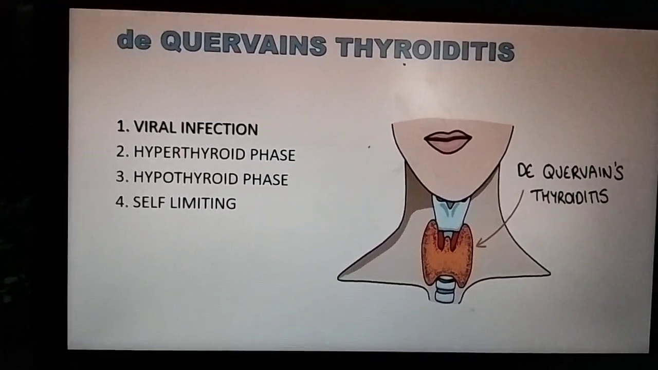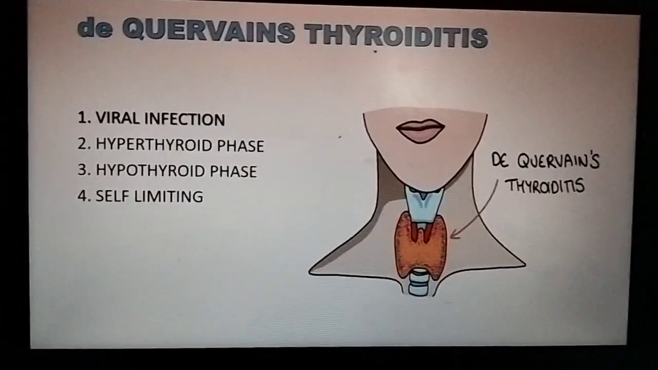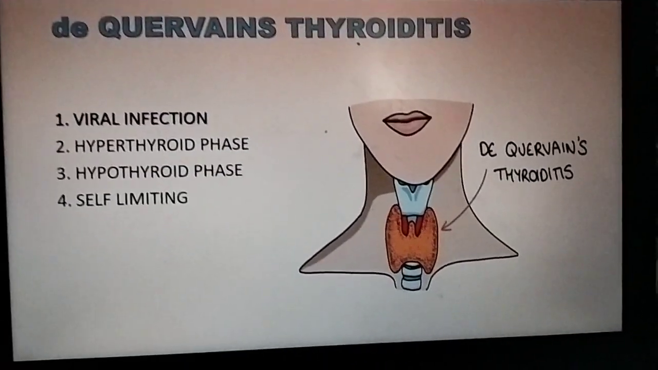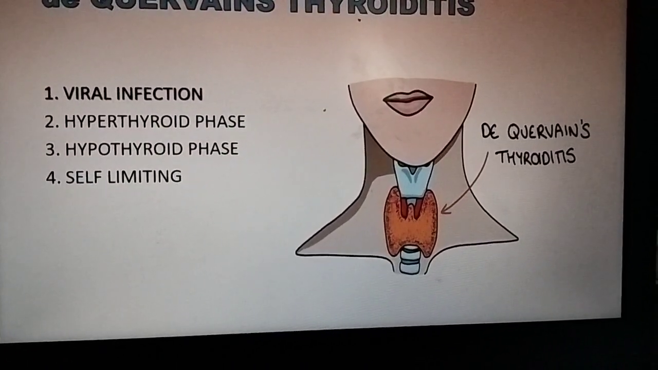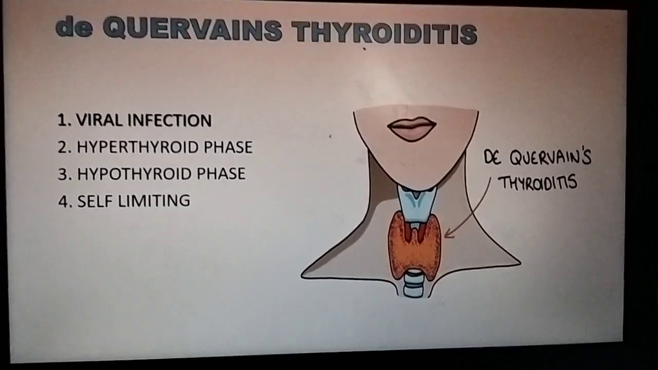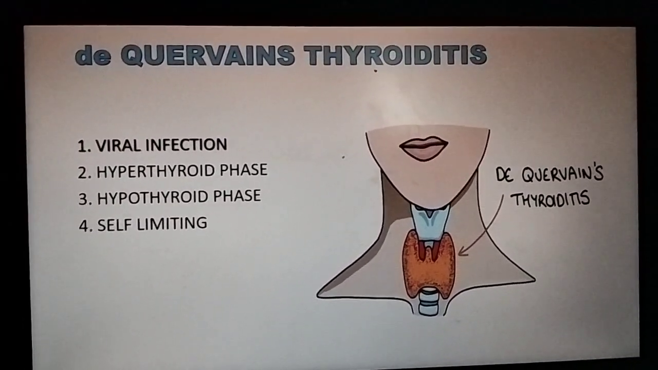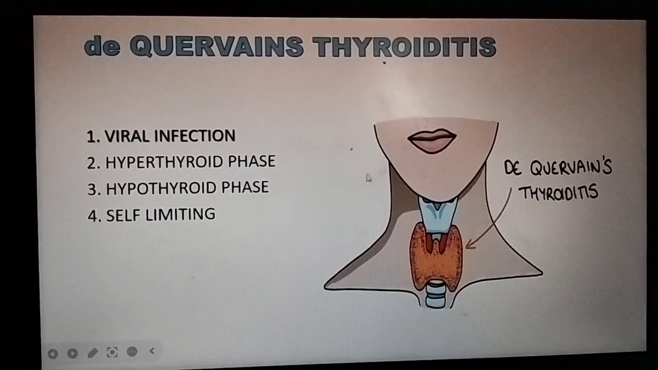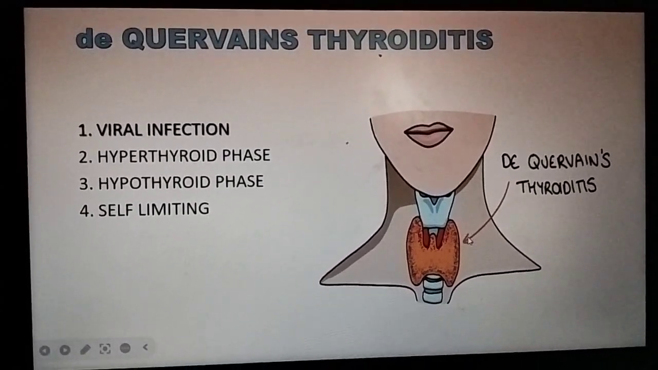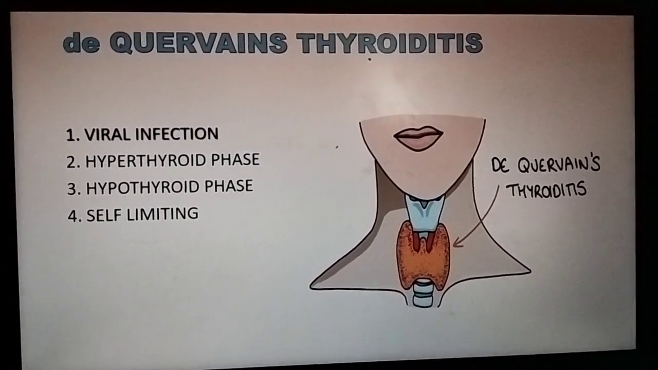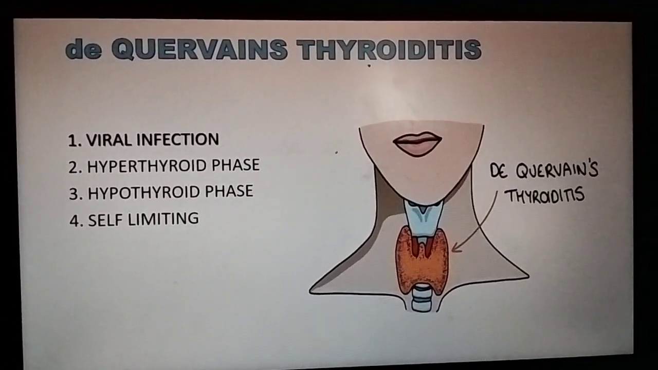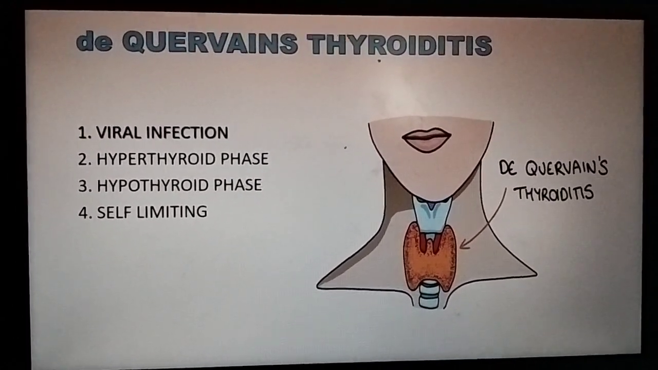Another condition is De Quervain thyroiditis. This usually involves viral infection. This causes neck pain, tenderness, dysphagia, fever, and hyperthyroidism. Due to this, the thyroid gland has increased circulation of the thyroid hormones, which leads to neck pain and tenderness, dysphagia.